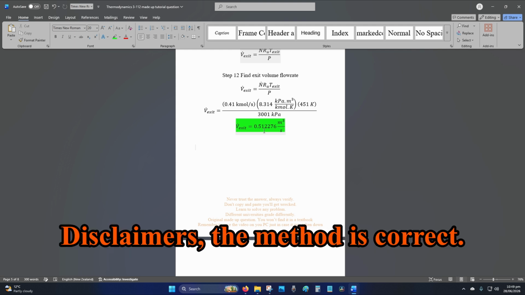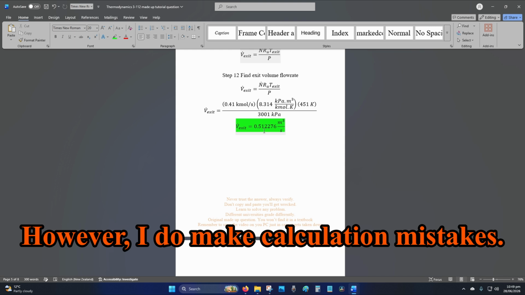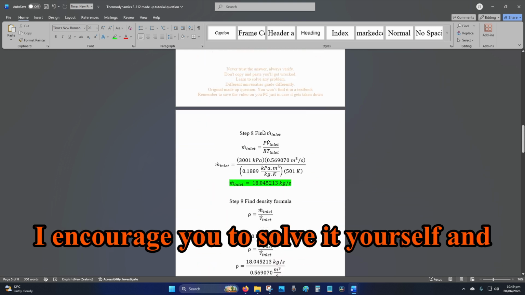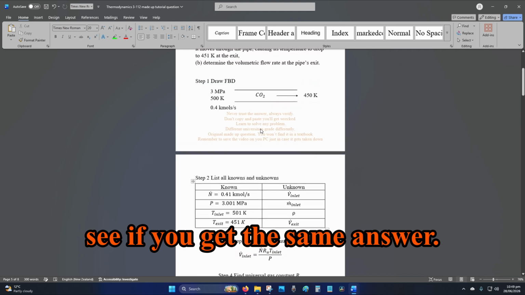Disclaimer, the method is correct. However, I do make calculation mistakes. I encourage you to solve it yourself and see if you get the same answer.